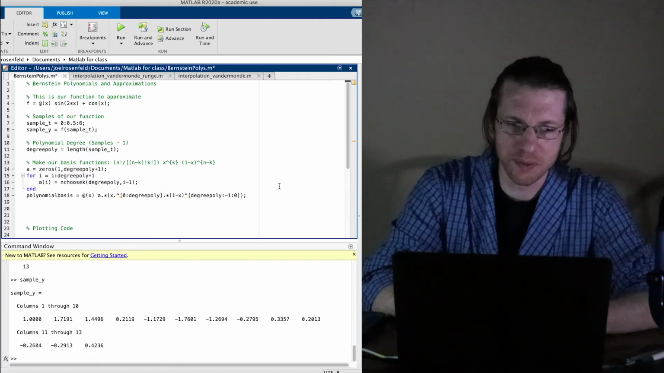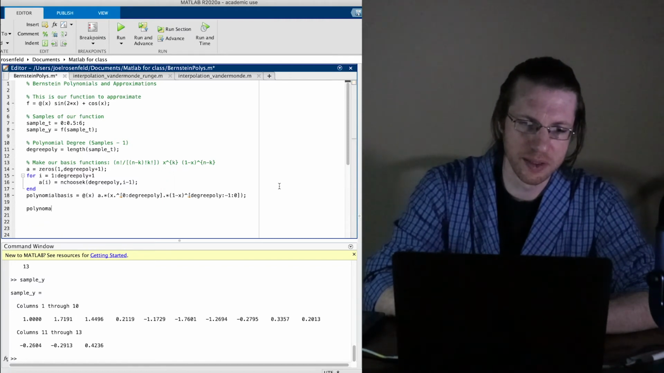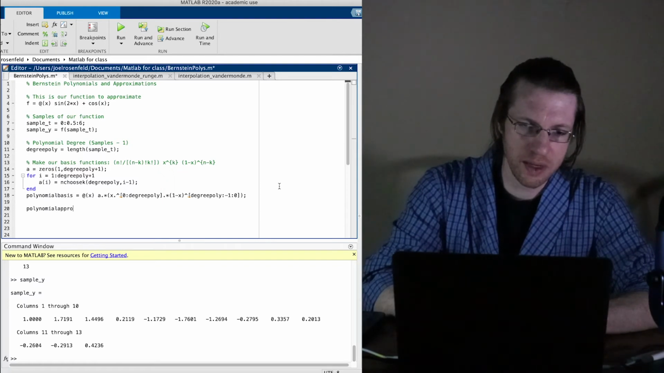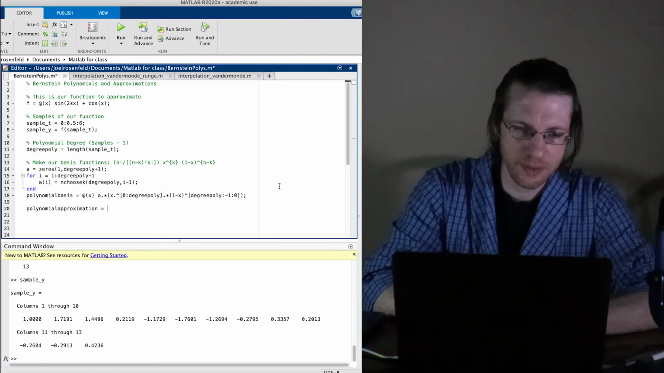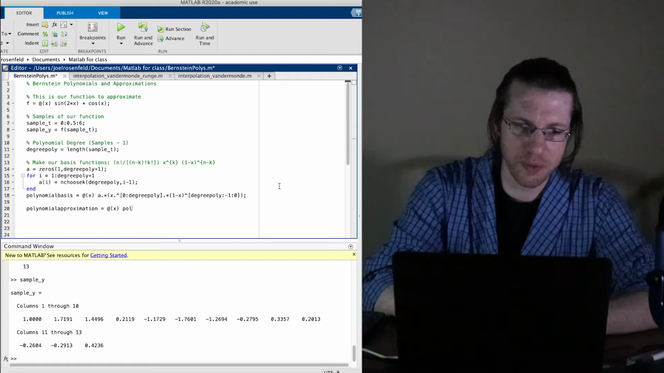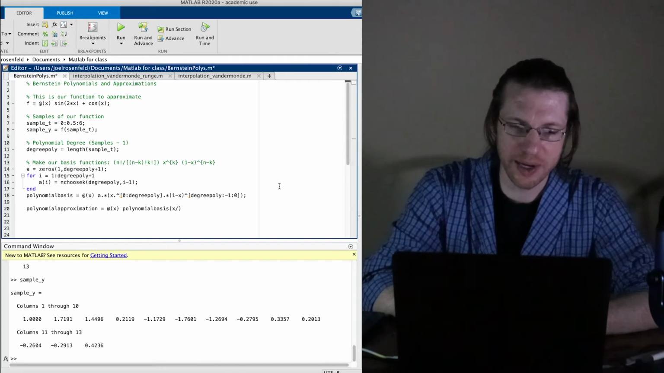I was going to leave this as a polynomial basis, and then we'll resize that as we need. And so the polynomial approximation at x is equal to our polynomial basis at x divided by the end point of our interval. And so here, since we don't have to do any shifting, I'm just going to rescale our values.